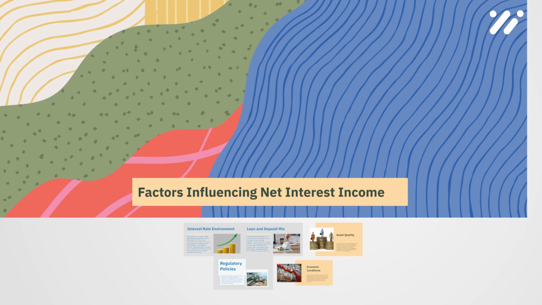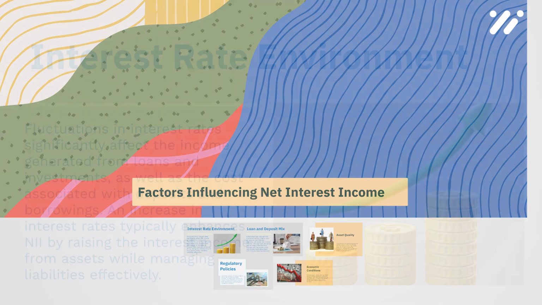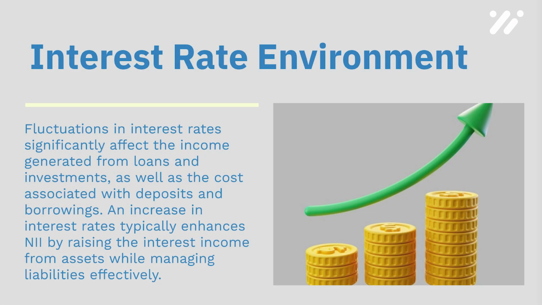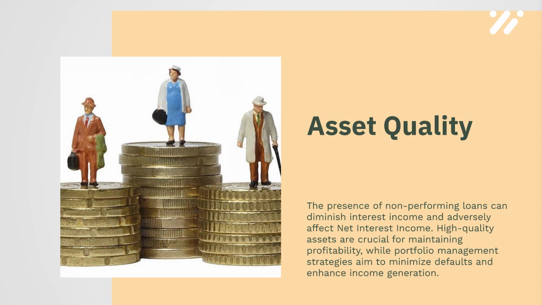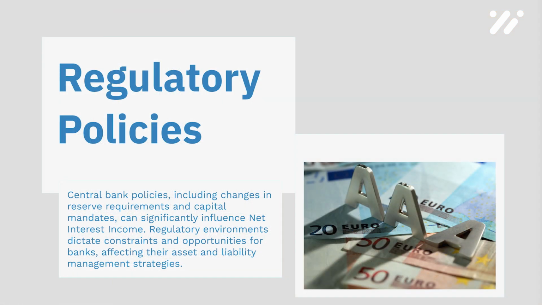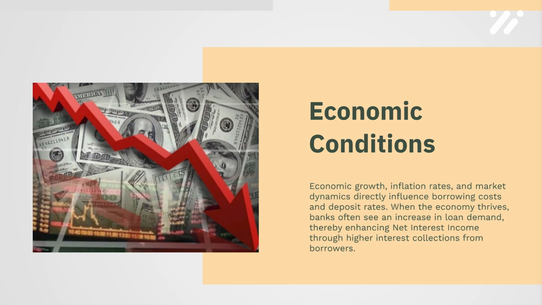Okay, the factors influencing net interest income. We have interest rate environment. Changes in interest rates affect the income generated from assets and the cost of liabilities. Loan and deposit mix. A higher proportion of loans compared to deposits can improve NII. Asset quality. Non-performing loans reduce interest income and may negatively impact NII. Regulatory policies. Central bank policies, such as changes in reserve requirements, can influence NII. Economic conditions. Economic growth, inflation, and market dynamics impact borrowing and deposit rates.